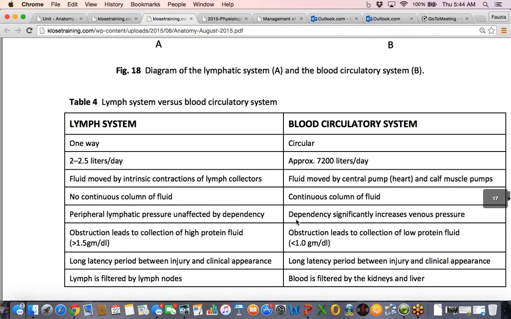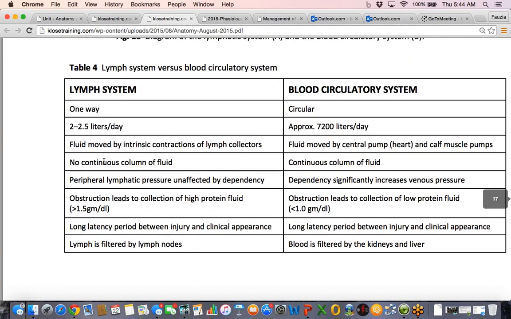So the difference between the two is the lymphatic system is a one-way system. You have fluid being moved through intrinsic contractions of the lymph collectors, and it's not a continuous column. It's a one-way column that's taking fluid from the extremities or the head and neck area and moving it back into the circulatory system. You're only getting about 2 to 4 liters of lymph fluid being moved per day.